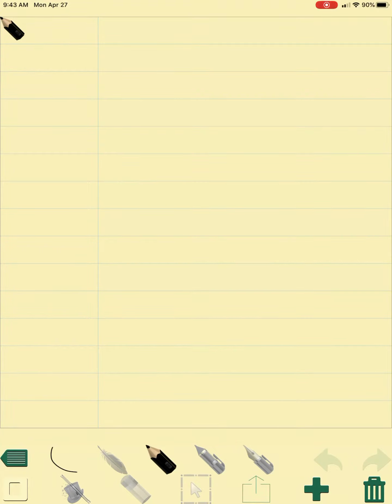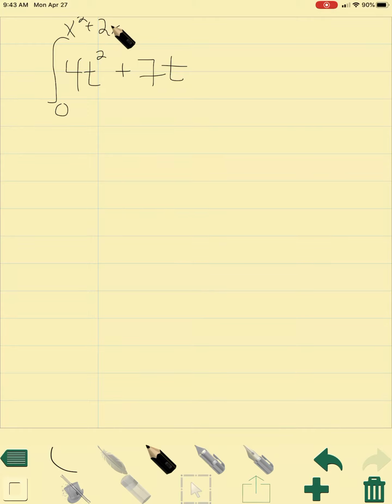All right, guys, so today in class, for this lesson, I'm going to be going through the fundamental theorem of calculus part 2. It's a very basic concept where what we're looking at is if we have a specific integral, say the integral of 4t squared plus 7t, from 0 to some function, x squared plus 2x.